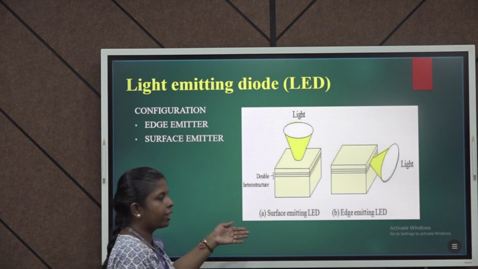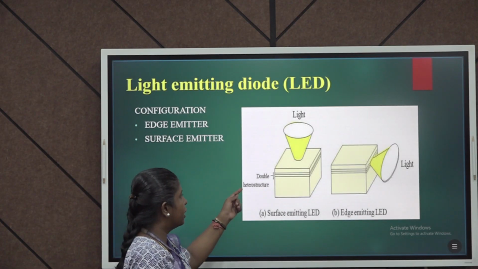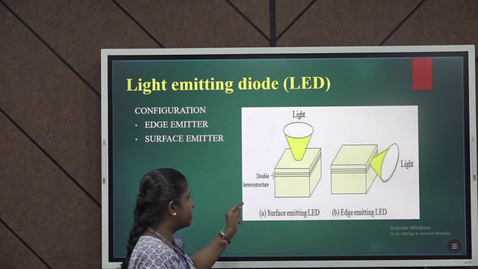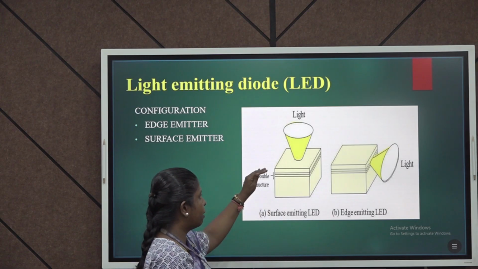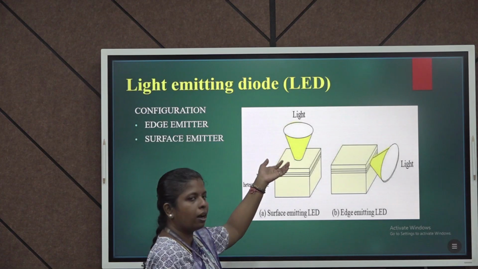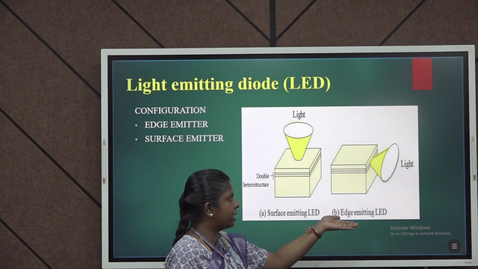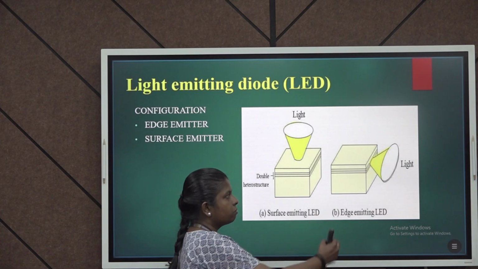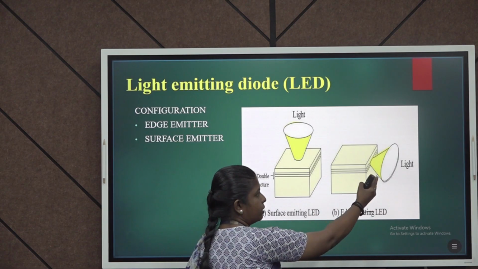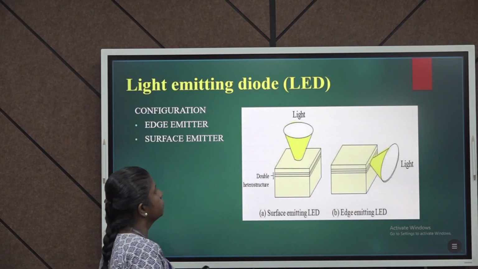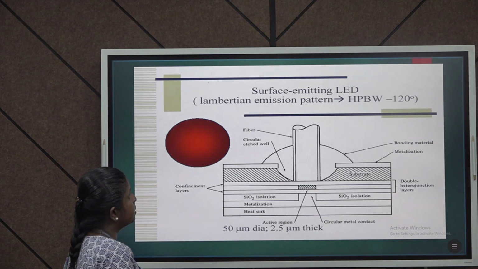In this particular diagram it is evident that it is a double heterostructure, as we have discussed. The surface emitting LED has a surface mount where the optical confinement is at the top layer, and in the edge emitting LED the optical confinement is at the edge side of the LED, in the same double heterostructure. And this is the surface emitting LED's structure in detail.